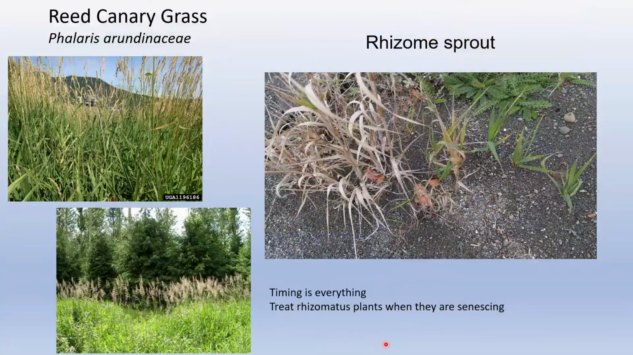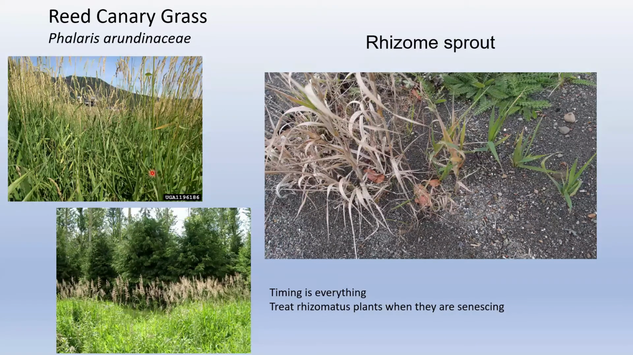Reed canary grass is another heavy hitter. This one is usually found in riverbanks, gravelly soils. It grows where there's no canopy. It can be shaded out, but oftentimes it's found in areas where there is going to be no canopy, like an estuary or a riverbank or the mouth of a river, or in an open field.